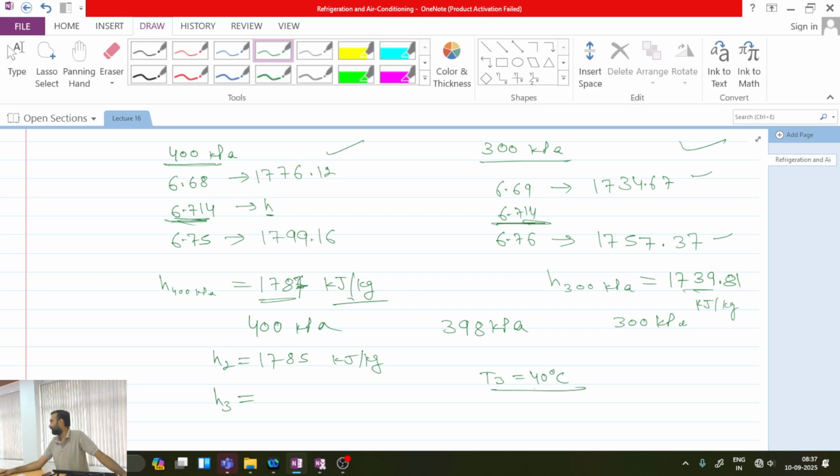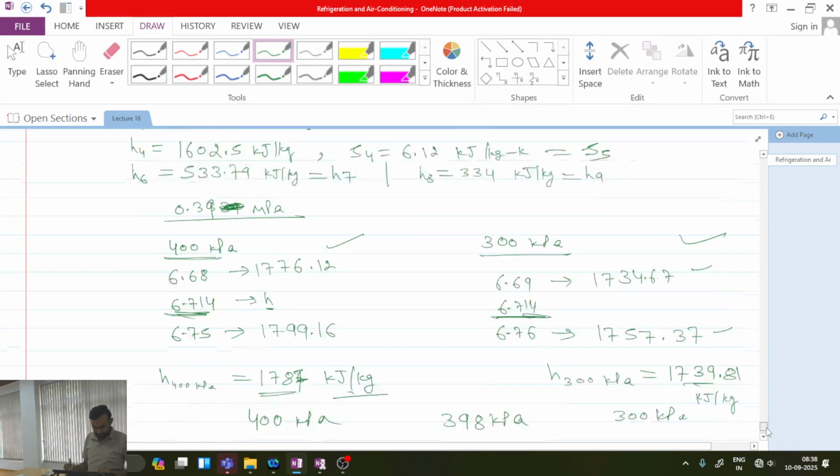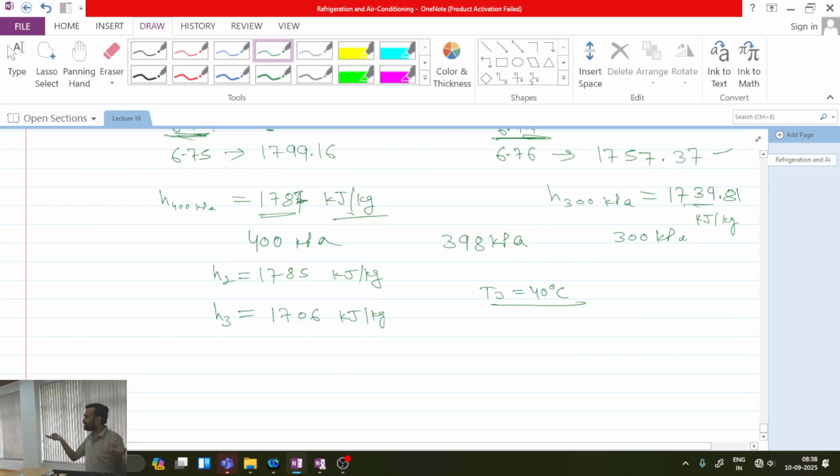Let us go with 400 kPa. 432.4. H is 1706, correct. If your value is correct or not, you can check with H4. What was your H4? H3 should be greater than H4 and less than H2. H4 is 1602. Yes. So it is greater. It means it's correct. Okay. So it should be in between 2 and 4.